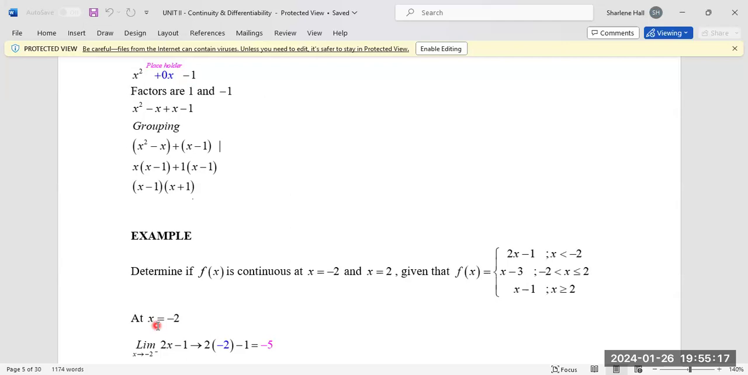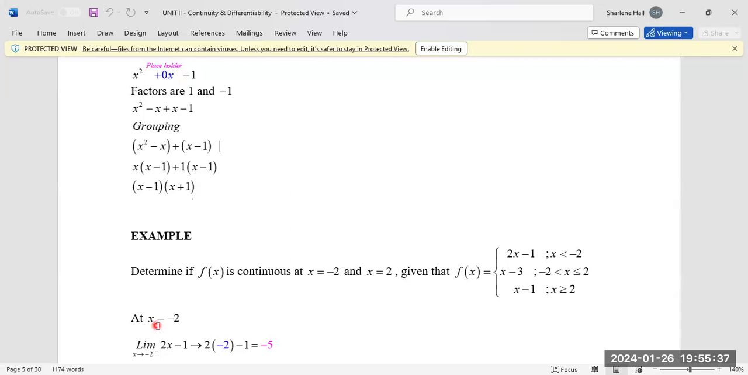Remember, f of a must exist. I must have a function that I can substitute a value a into. If I can't substitute a value a into the function, it doesn't make sense. All right? So like we have 2x minus 1, it means that f of a must exist, and that was the first condition.